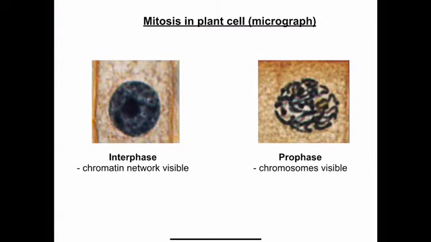When we look at this in a plant cell, on the left we've got interphase. You can see there's only chromatin network. It looks like one big black ball. Whereas on the right we can actually see individual chromosomes. There's no nuclear membrane that we can see. There are no other organelles that we can see. And therefore this is a cell in prophase, a plant cell.